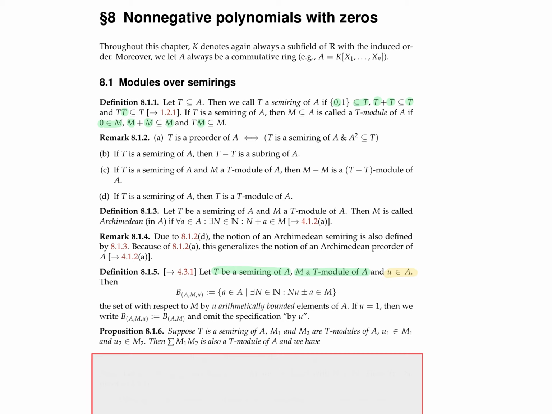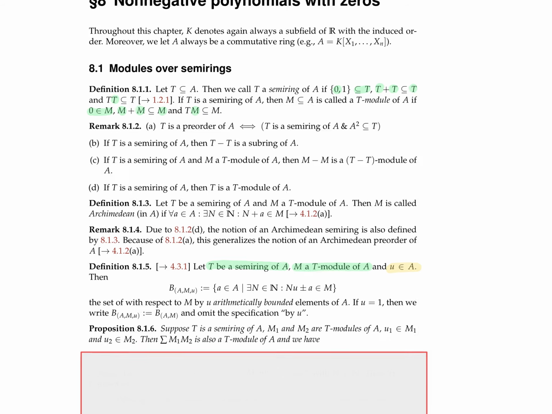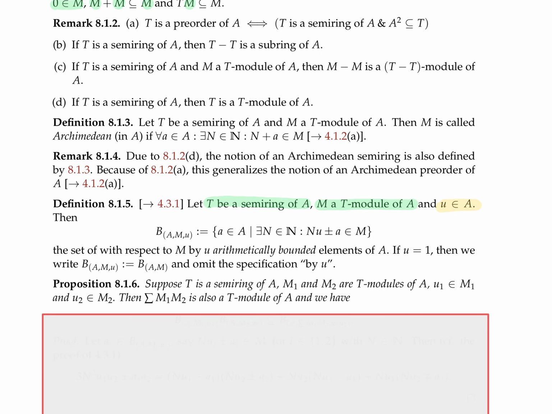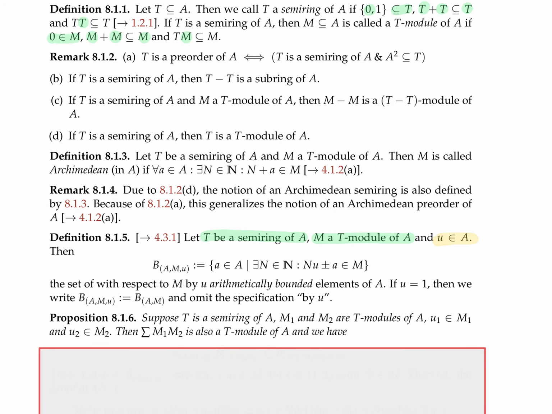So now that was just a definition, and now the next proposition. Suppose T is a semiring of A, M1 and M2 are T-modules of A, U1 is in M1 and U2 is in M2. Then I can build all finite sums of products of an element of M1 and M2, and this is also a T-module of A. So why is it? Let's perhaps first check this.